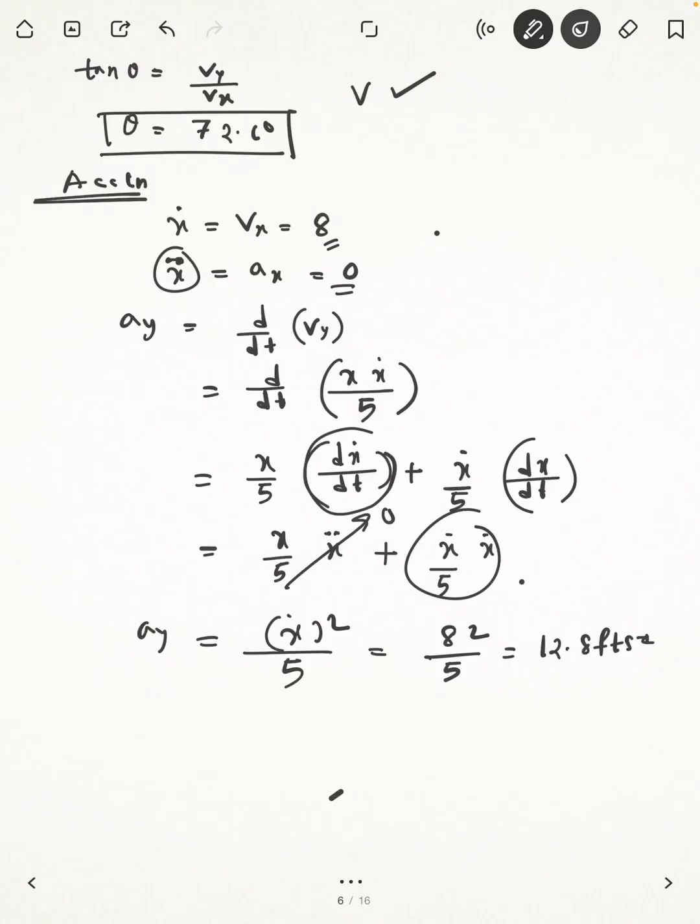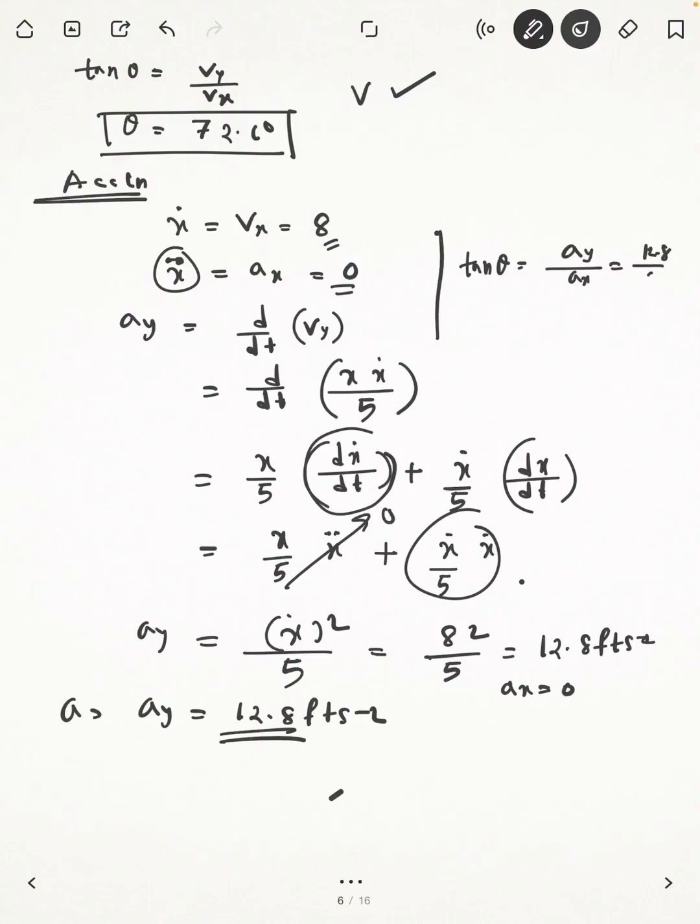Okay, and as ax is 0 and ax is 0, then a should also be equal to ay, which is basically 12.8 feet per second squared. Now what should be the direction of it? The direction would be tan theta equals ay divided by ax, so 12.8 divided by 0. If something is divided by 0, it should be infinity. Tan is undefined, actually 1 by 0 is infinite, so theta is equal to 90 degrees.